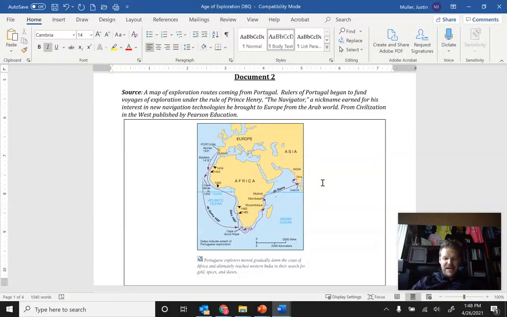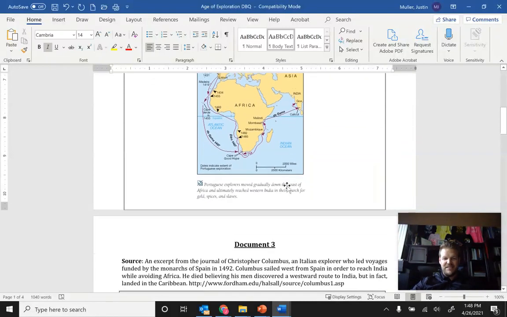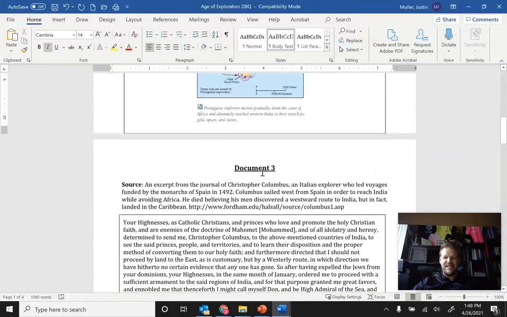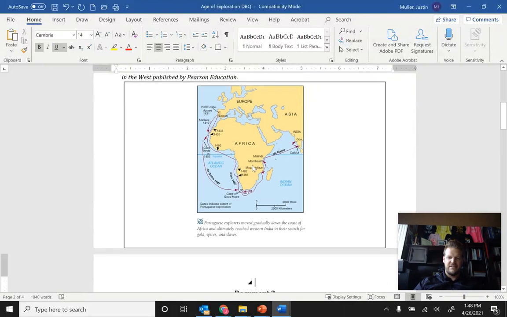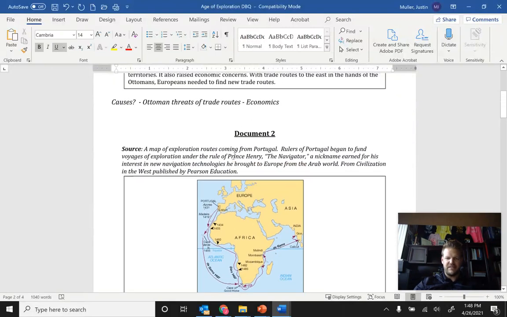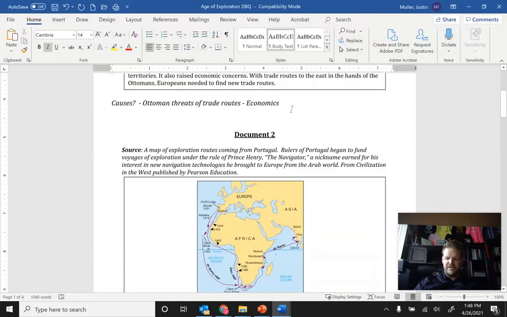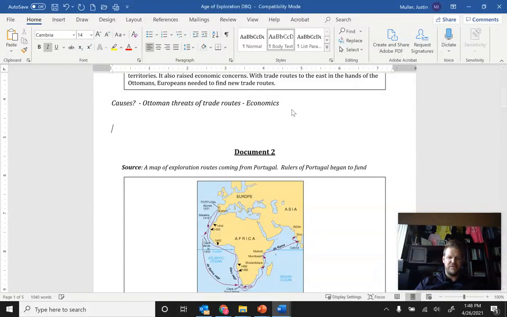So this is just a map here. And man, what's a cause here? Well, they want to get to India. And I know they want to get to India. We know because of their spices. So I don't really like the way this is formatted. So I'm just going to put the causes for Doc 2 up here as well.